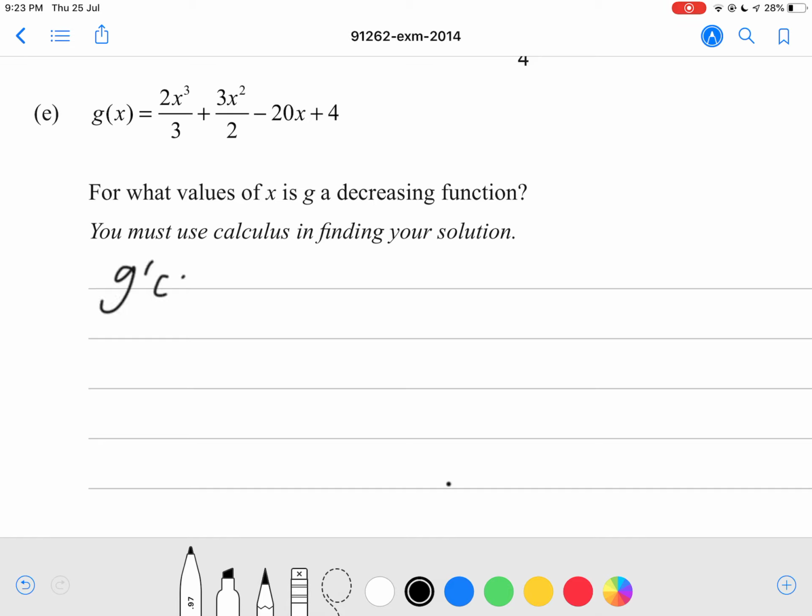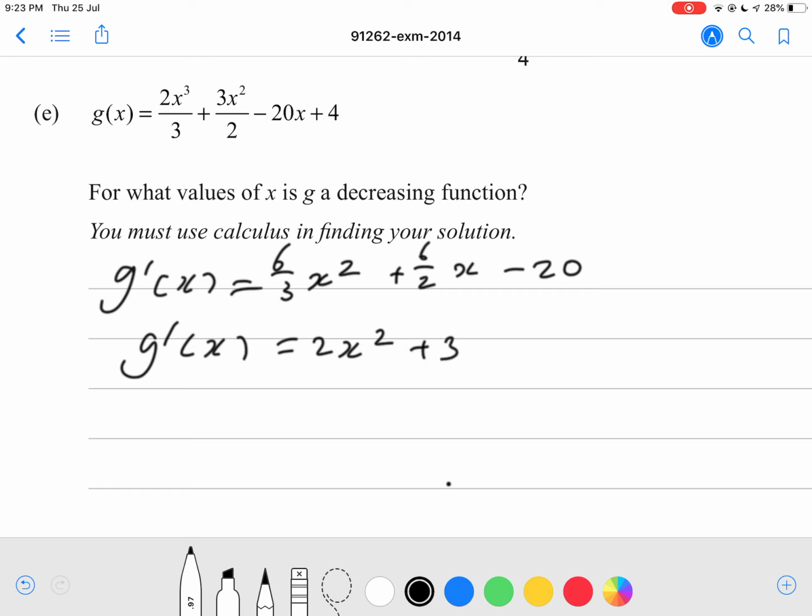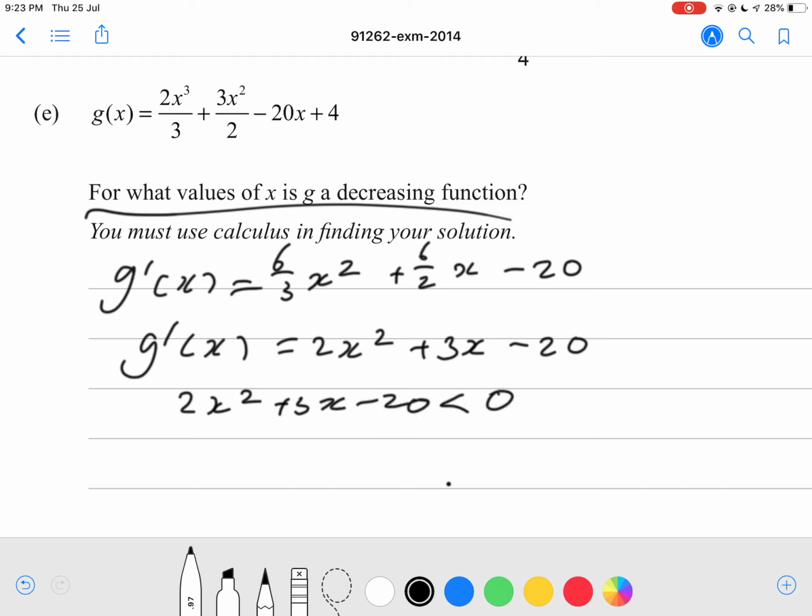So we need to find what g dash of x is. Our g dash of x: 2 over 3 times 3, so that's 6 over 3 of x squared, plus 6 over 2 of x, minus 20. So g dash of x should give us 2x squared plus 3x minus 20. What values of x is g a decreasing function? So 2x squared plus 3x minus 20 gives us a value that's less than 0.